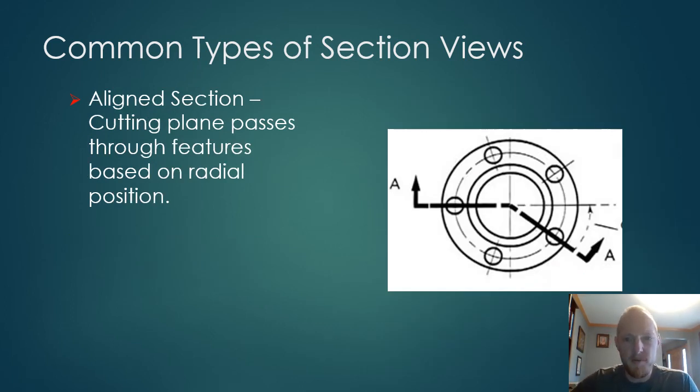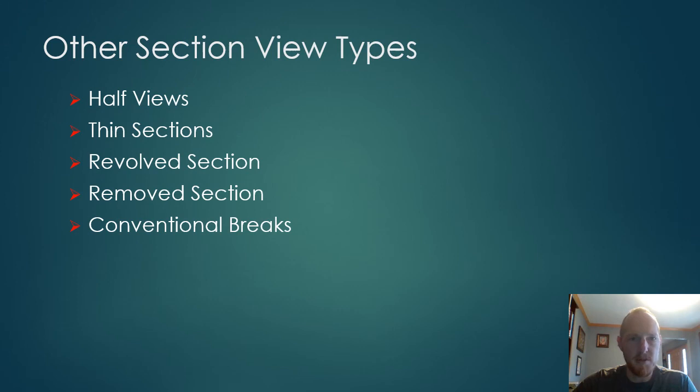Another common type of section view is an aligned section. Here you can see this is something that's based on cylindrical parts or a radial pattern. So it goes through the holes on this part. So you can see that this is an aligned section aligned with the features that are on this radial part. There are other types of section views, and as you read through your textbook, you'll see examples of these different types of views. These are much less common, but certainly ones to know.